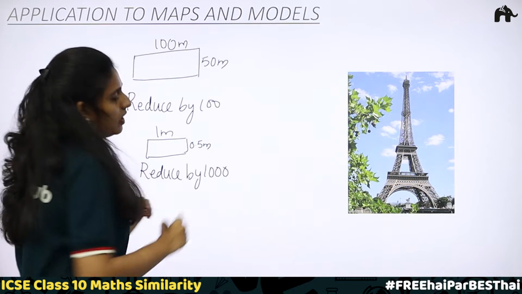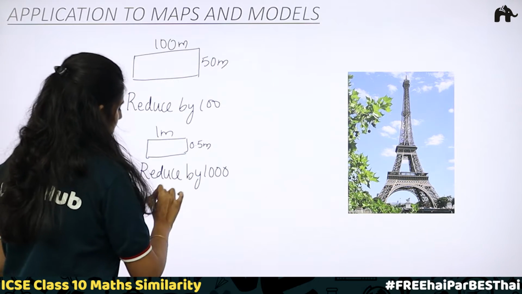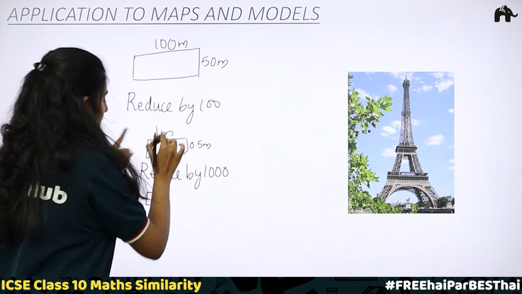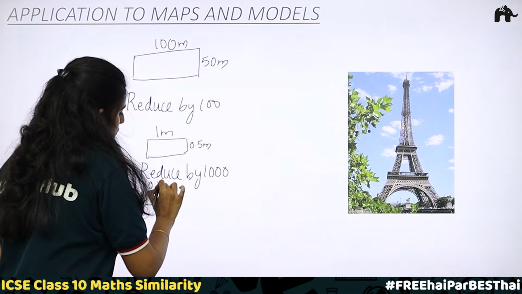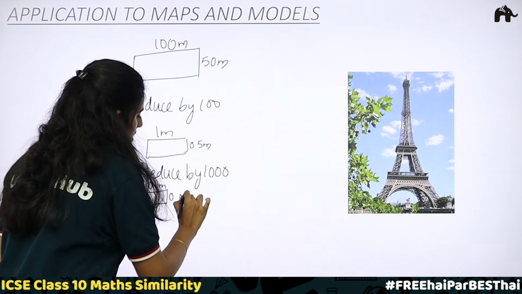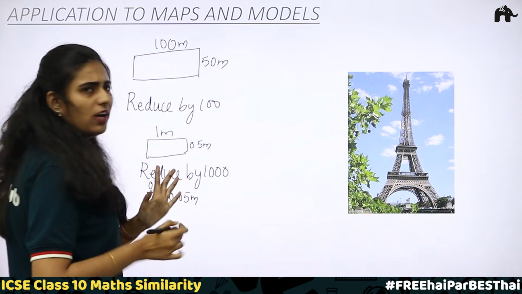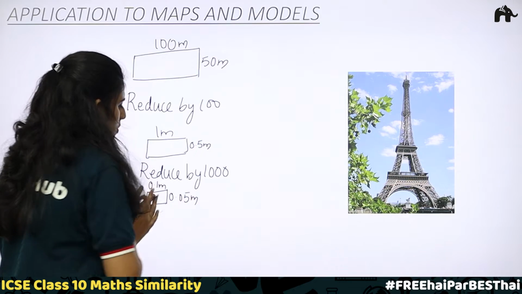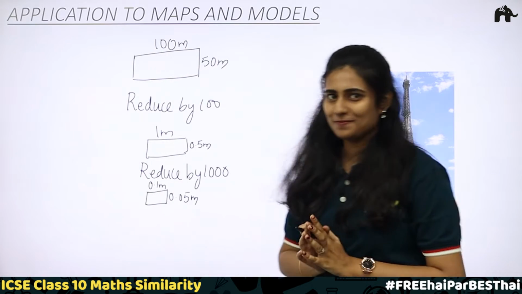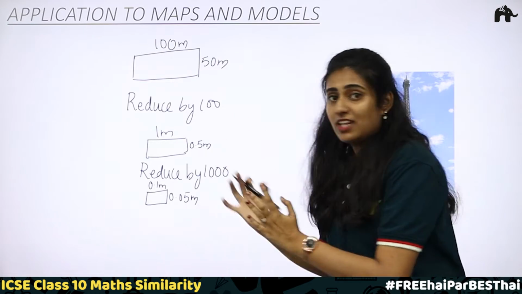Reduce by 1000. When you reduce by 1000, what do we get? We will be getting a smaller figure. Yes. So, the length will be 0.1 meter and the breadth will reduce to 0.05 meter. 0.1 meter and 0.05 meter. Now, you can draw it on your notebook, right? Yes. So, we have reduced it.